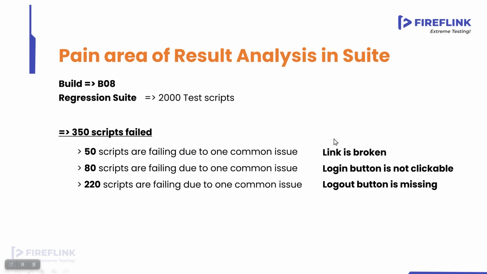So after analyzing that reason for failure, I will come to know that the link is broken, and I have to analyze all the 50 scripts, right? But only after analyzing all the 50 scripts will I come to know, okay, all these 50 scripts are failing due to one common issue, the link is broken. And I have to go to all the 80 scripts which are failing due to the login button not being clickable, and make sure they are failing due to the same reason, right? And the same goes for 220 scripts.